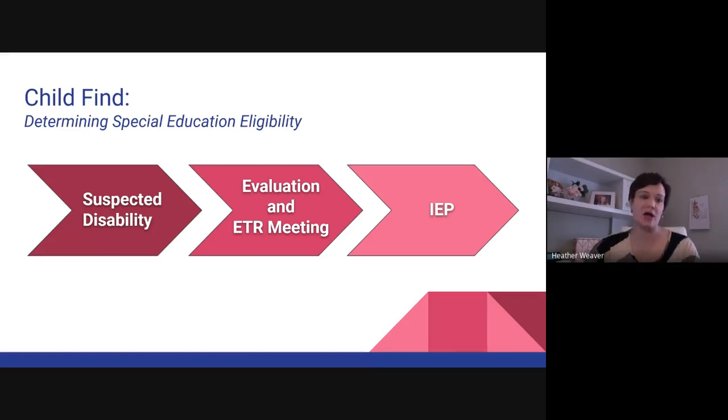Other schools might call it the Intervention Assistance Team or IAT process. Some schools just call it the IEP process. So it goes under a lot of names. At TRECA, though, we call it the Suspected Disability Process.